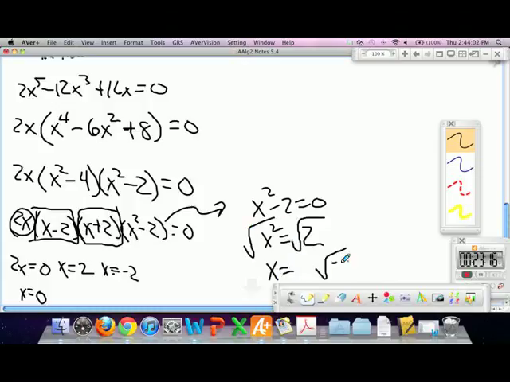Give me a quick check. How many solutions do we have? There were 5 solutions: 0, 2, negative 2, positive root 2, negative root 2. What's the degree of this polynomial? There's something called the fundamental theorem of algebra that says that the number of solutions, real or complex, is always equal to the degree, which is 5.